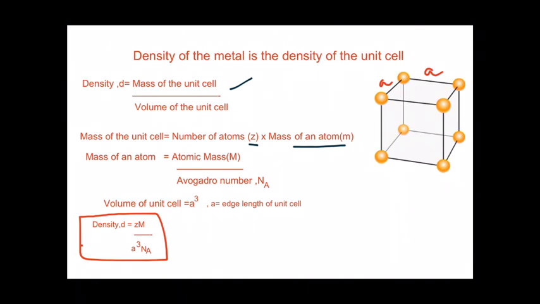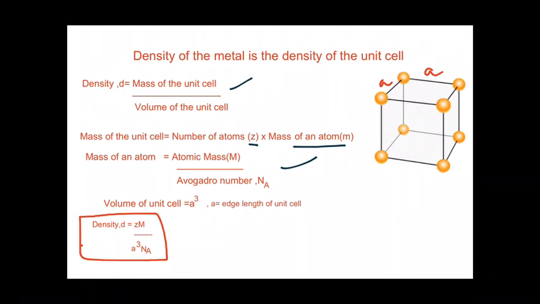Mass of an atom is calculated by this equation, atomic mass by Avogadro number. Atomic mass is otherwise the molar mass of the atom divided by Avogadro number. How much is Avogadro number? 6.022 into 10 raised to 23. So molar mass is the mass of 1 mole. 1 mole means Avogadro number of particles. So in order to get the mass of a single atom, we have to divide the molar mass by Avogadro number. You know all these basic things.